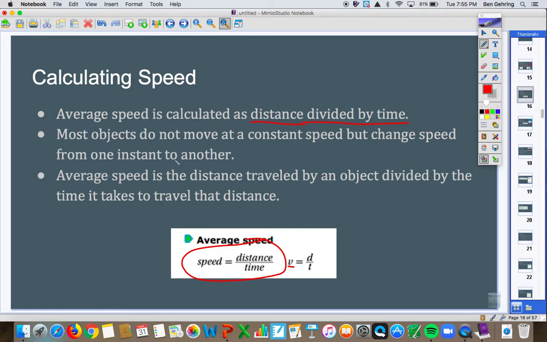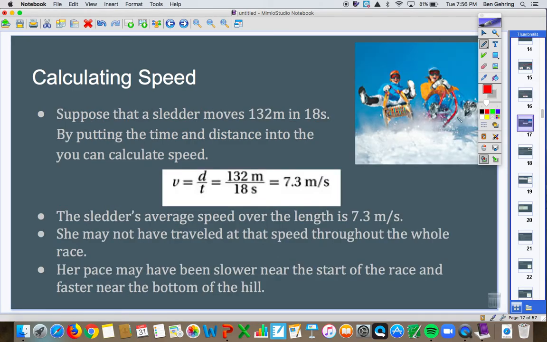Most objects don't move at a constant speed, but change. For example, when you drive to school, your car isn't moving the same speed the entire way because you have stop signs, you have cars, you have to slow down, stop lights, you have to turn, you have to park. It's all different speeds. But average speed is the total distance you traveled divided by the total time it takes to travel that distance. So if you were to go from point A to point B at the same speed the entire time, how fast would you have to go to get there in the same amount of time? That is average speed.